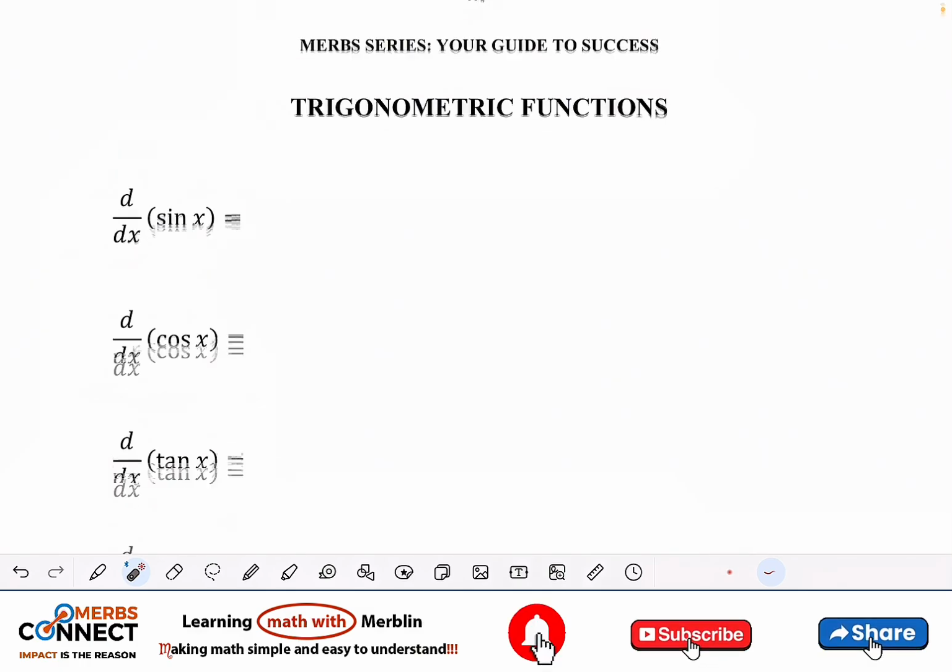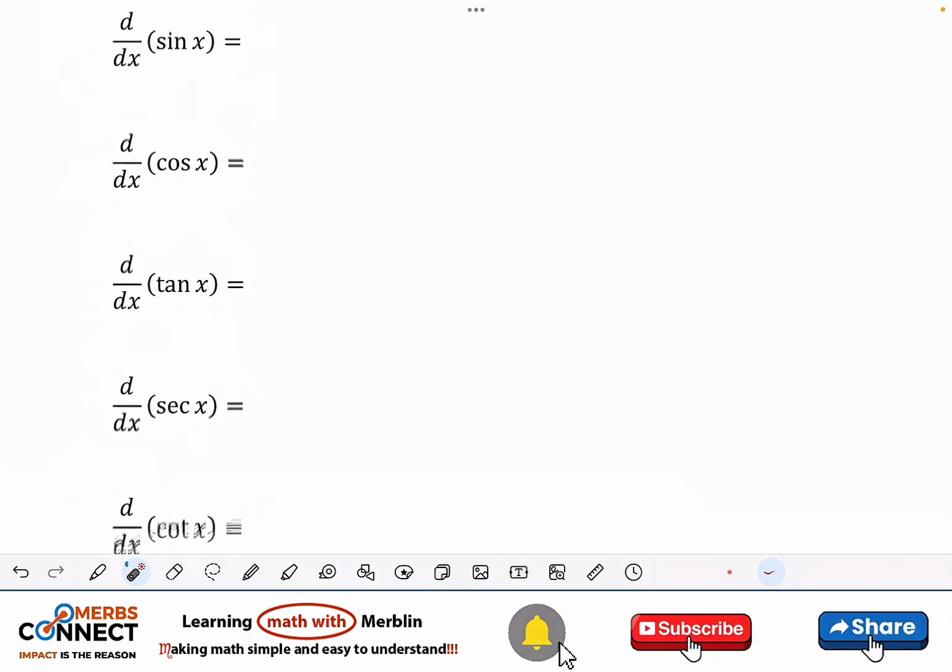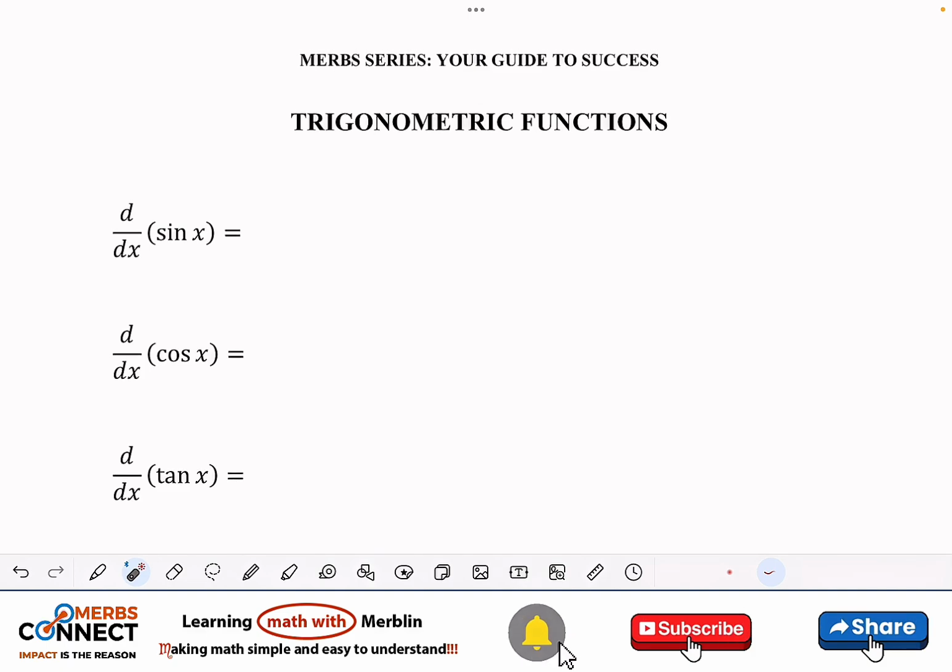Now, these are something that you need to know off the top of your head, so I'm going to write it for you. Know it by heart, because it's something that you don't need to prove. Like, remember, we used the limit definition to prove this one, that when I differentiate sine x, I'm going to get cos x.